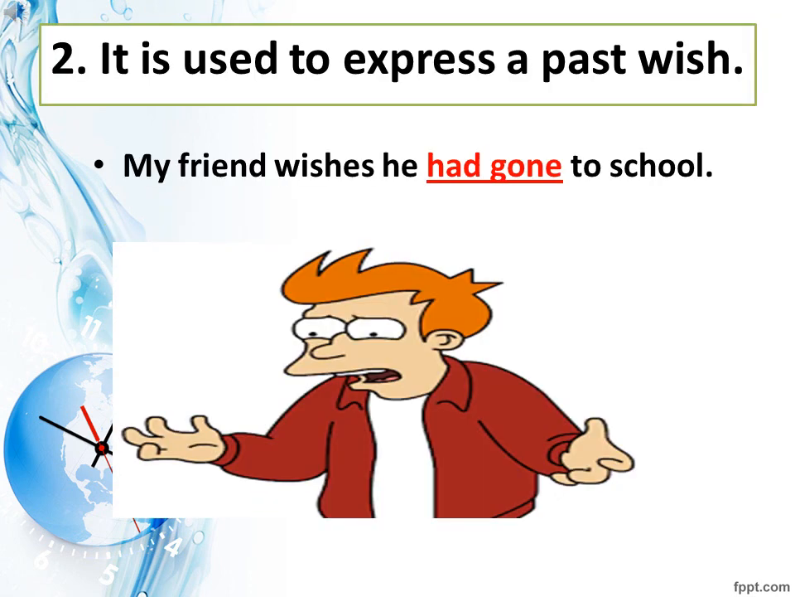Second use of the past perfects, as I said, it's used to express a past wish. يعني كتستعمل باش تعبر على التمني في الماضي. My friend wishes he had gone to school. My friend wishes he had gone to school. يعني يتمنى لو ذهب للمدرسة من قبل. Okay. So here we use the past perfect to express a past wish. Gone is the past participle of the verb go. Okay. Go, gone.